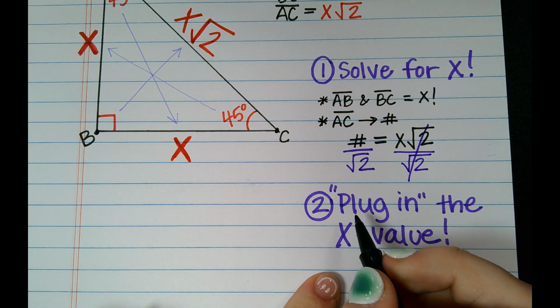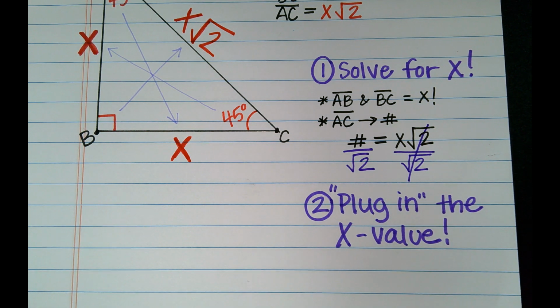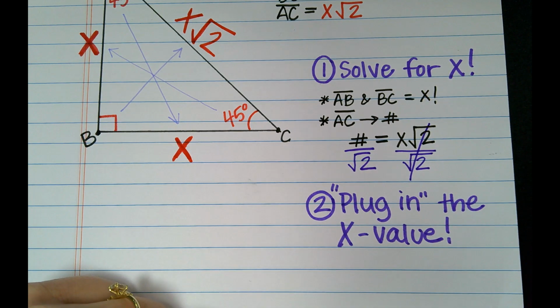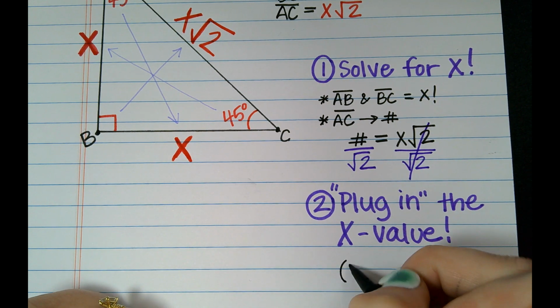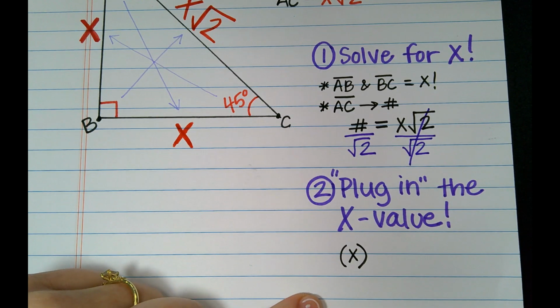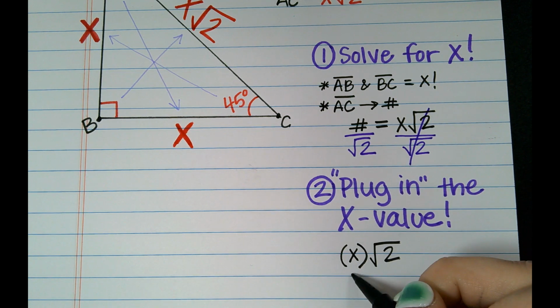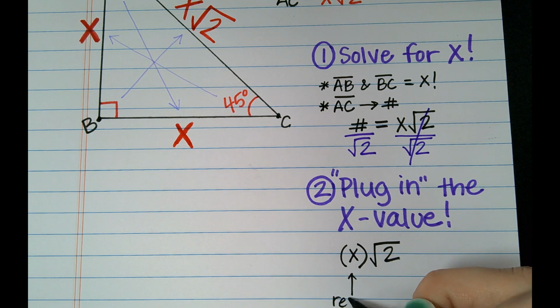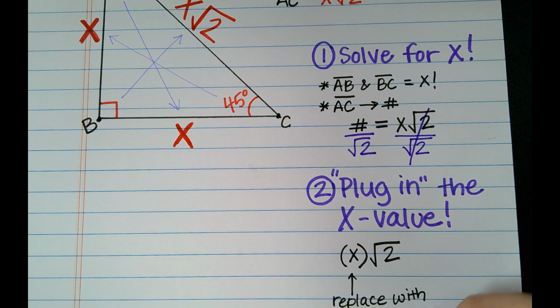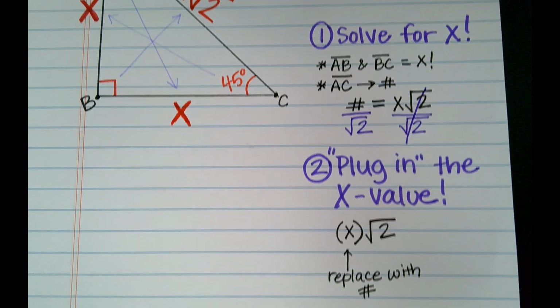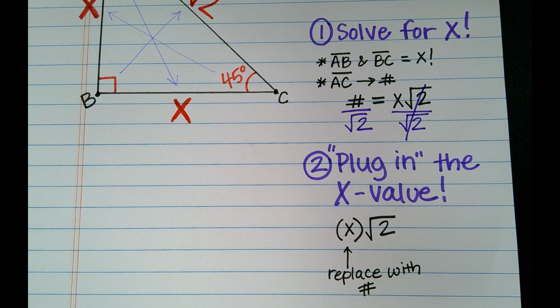When we say plug in, that just means we're replacing x with whatever number x is. So I'm going to write x equal to, replace. Okay, so those are your 2 steps for 45, 45, 90.